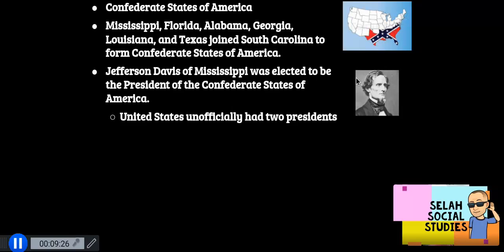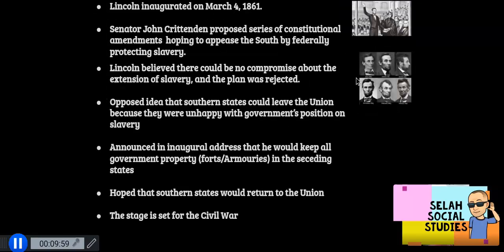And after South Carolina, in 1860, you wind up having Mississippi, Florida, Alabama, Georgia, Louisiana, and Texas all seceding from the Union. And what they do is create what we call the Confederate States of America. They choose Jefferson Davis of Mississippi to be the president of the Confederate States of America. So right now, in 1860, 1861, 62, during the time of the Civil War, the United States unofficially has 2 presidents: Abraham Lincoln of the Union, Jefferson Davis of the Confederacy.